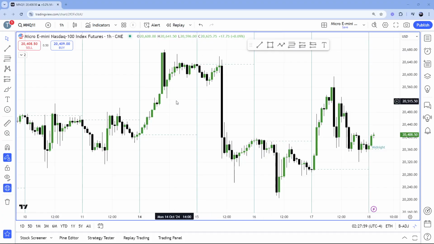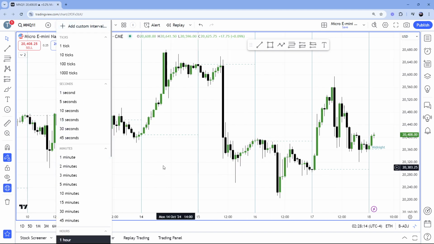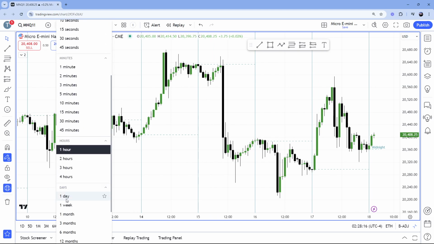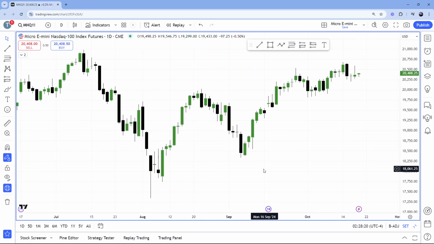Okay, so now we are in a TradingView chart. This is the Micro E-mini NASDAQ index futures. In this chart, these are the candlesticks, but first of all, I can look at it from a daily perspective. So if I select day from here, then all these candles I see are daily candles.